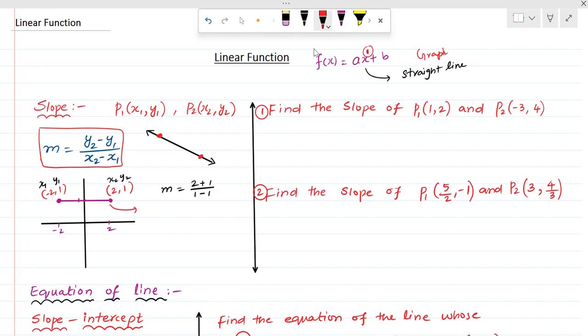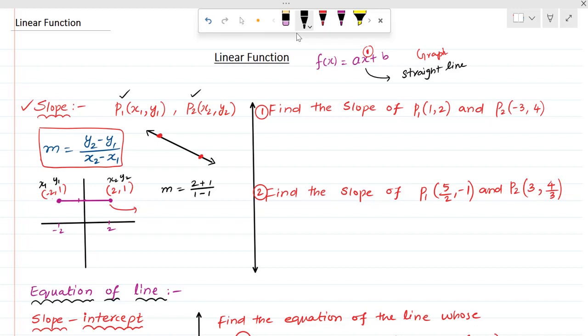Now, the first topic of this chapter is the slope. How will you calculate the slope? What is the slope definition? Slope is nothing but the slanting position of the line. That can be calculated by the formula m equal y2 minus y1 over x2 minus x1. If you have 2 points, you can calculate by using this formula.